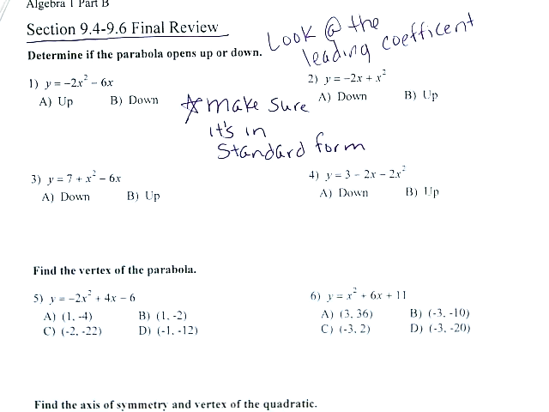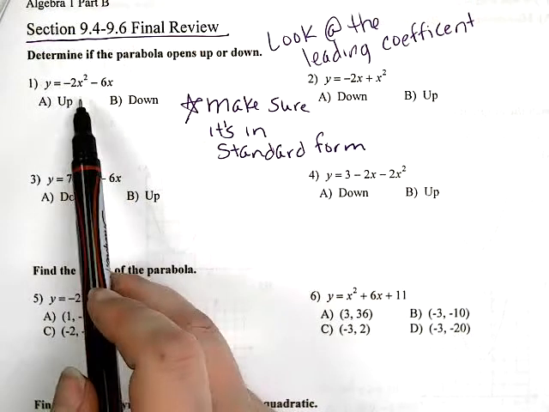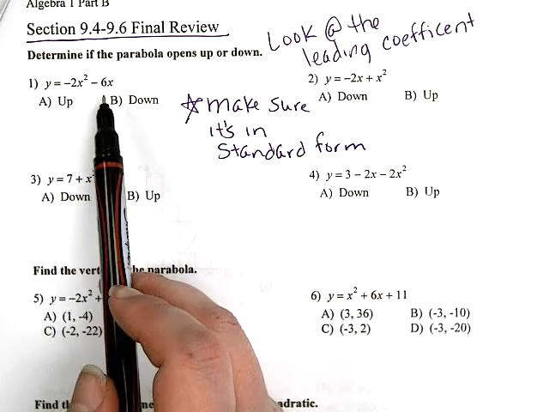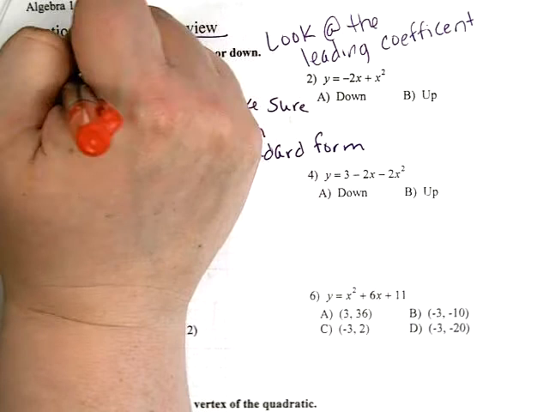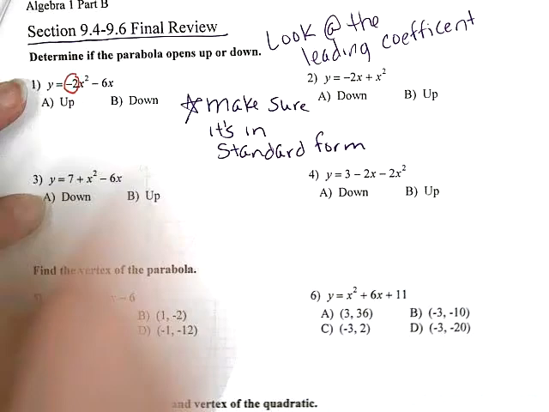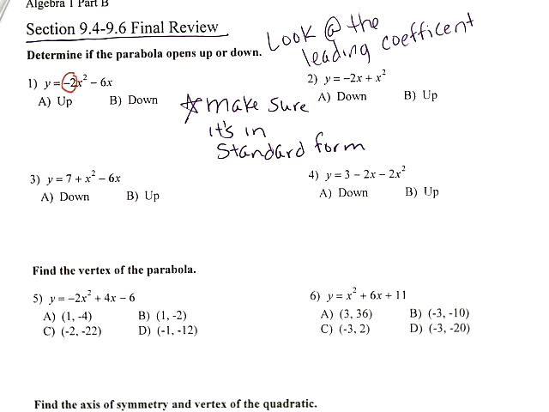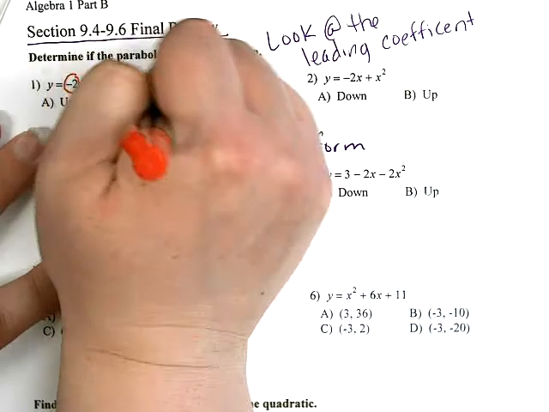Taking a look at number 1, it's already in standard form: y equals negative 2x squared minus 6x. I'm going to circle my leading coefficient. My leading coefficient is negative 2. That tells me that my parabola opens down.